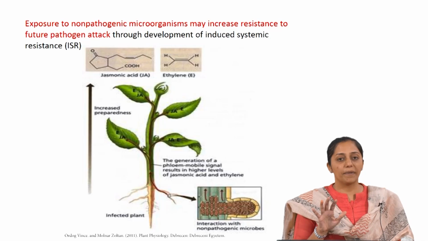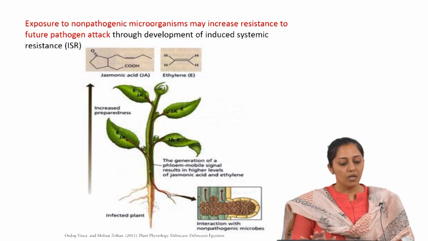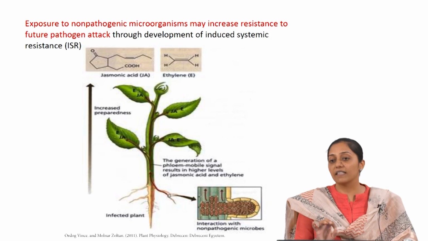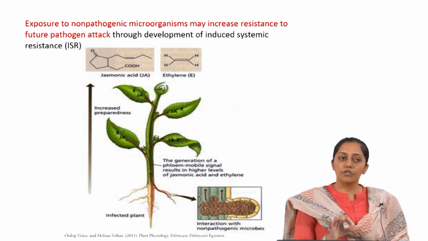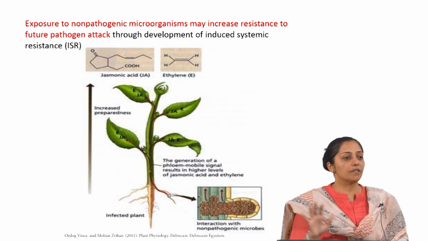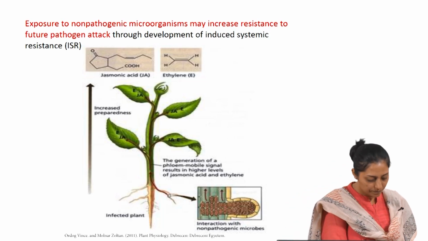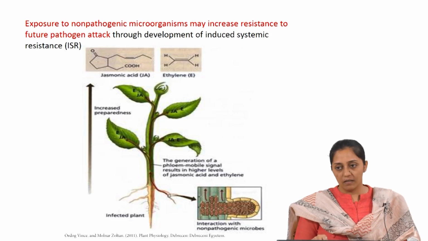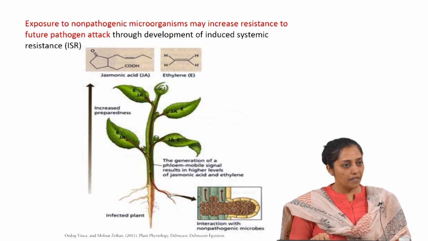So, this is again a picture which can demonstrate induced systemic resistance, where jasmonic acid and ethylene are involved. Again, it spreads through the phloem to other parts of the plant. They have shown in the root, if you can see, that there is a symbiosis with a bacteria.